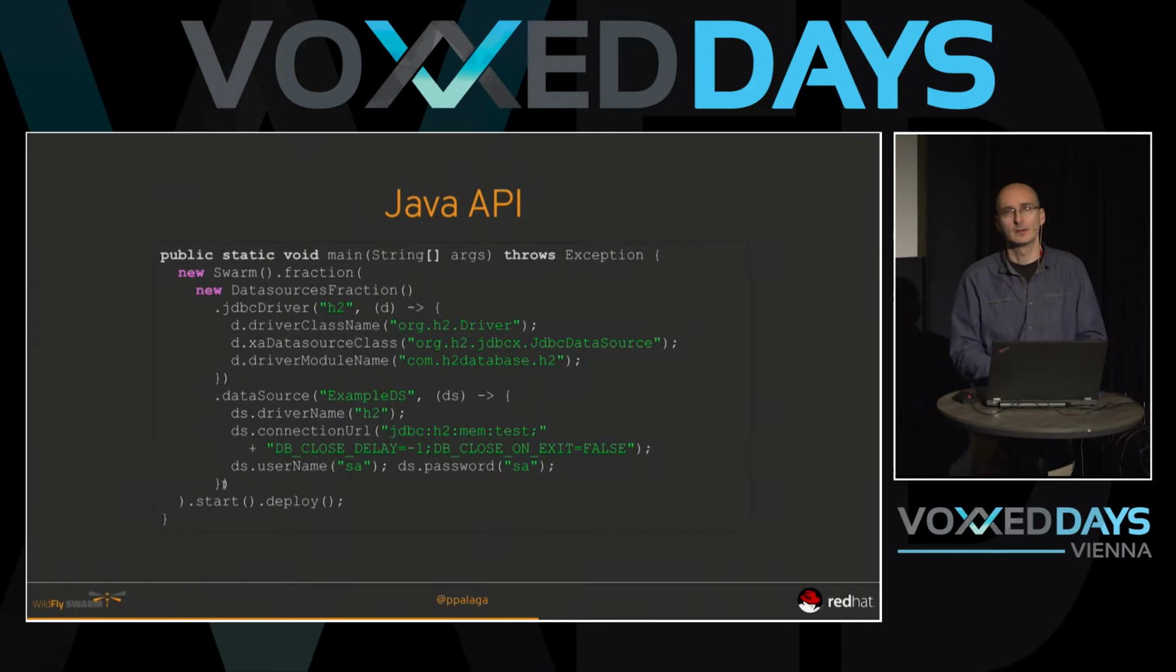Configuration. WildFly Swarm allows a nice Java API to hard code configuration into your fat jar. If you look at this, and especially if you know the configuration model of WildFly and JBoss EAP, you will find it very familiar. Actually, the fractions that map to Java EE APIs are automatically generated out of the management meta model of WildFly. So everything you can do over a WildFly management interface can be done also here directly with the Fluent Java API.